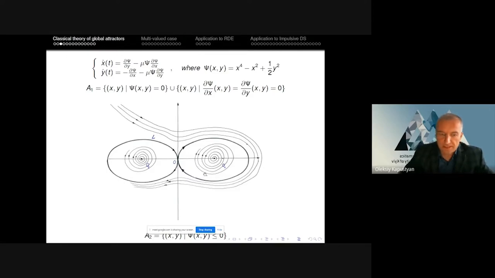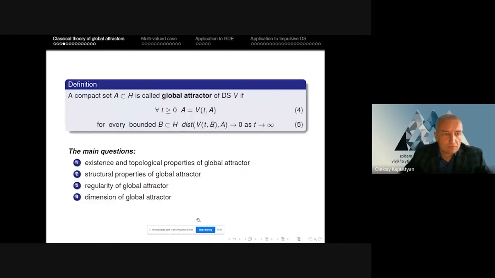It's easy to see even in this picture, but we will see it later. And the global attractor, under rather general assumptions, is a connected, stable subset of the phase space. So from the topological point of view, from the point of view of dynamical systems, the global attractor is a more appropriate object for investigation. So this is the precise definition.